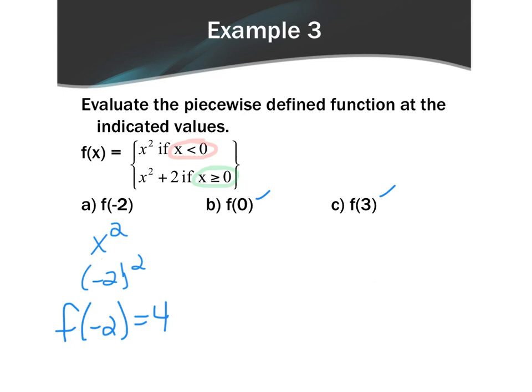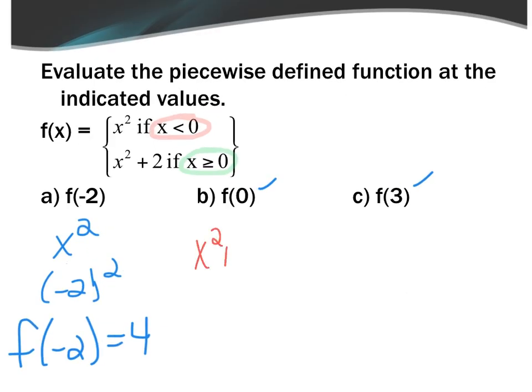It's like the next one. F of 0. Well, think about it. 0. Is 0 less than 0 or is 0 greater than or equal to? Greater than or equal to. So which expression am I going to use? The second one. Good. So I have x squared plus 2. Show me you know which one to use. And then show me real quick the work. What's 0 squared? 0. So I have f of 0. When I plug 0 in, what do I get out? Perfect. Good job.